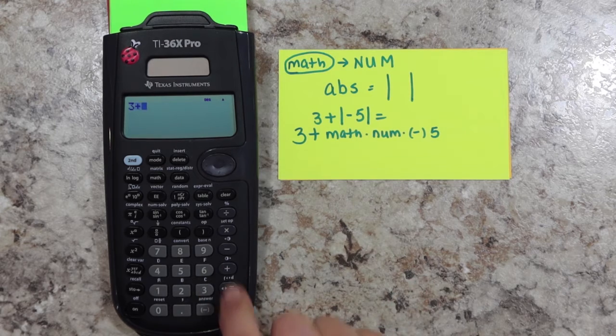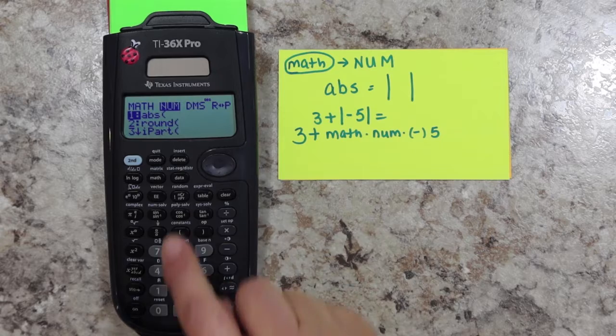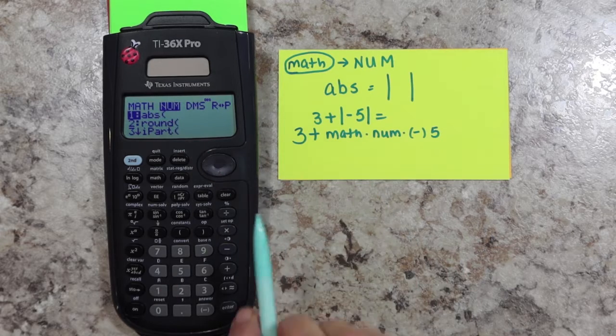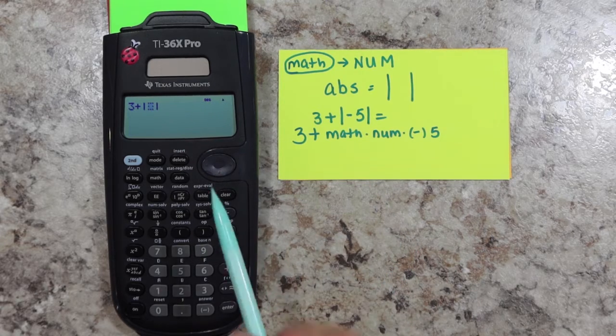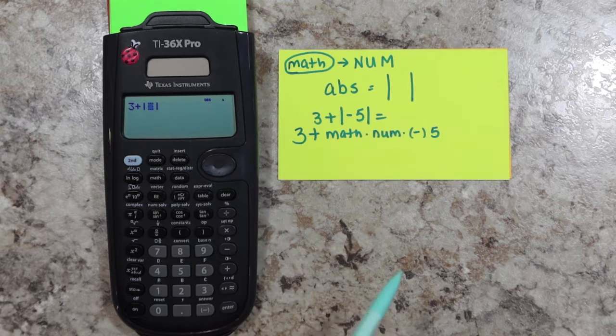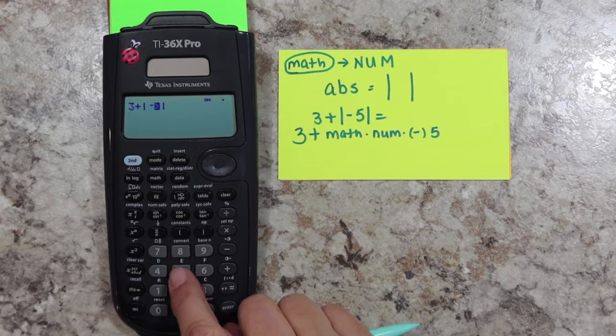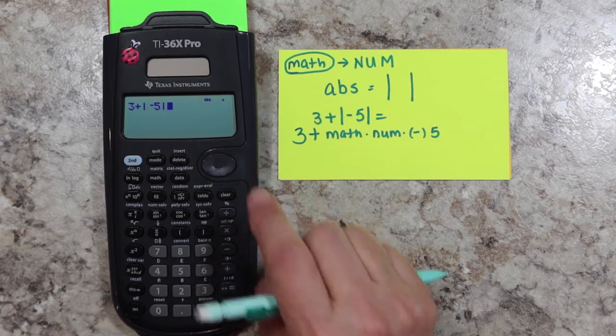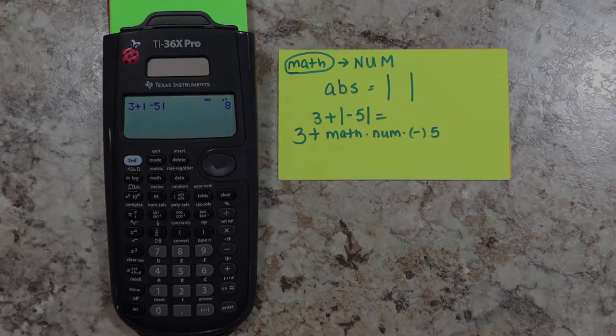I would hit 3 plus. Then I'm going to go to math, move over to number. The 1 is already highlighted, so I'm going to press enter. Now you see it gave me my absolute value sign. So hit the negative button and the 5, scroll over, and hit enter.